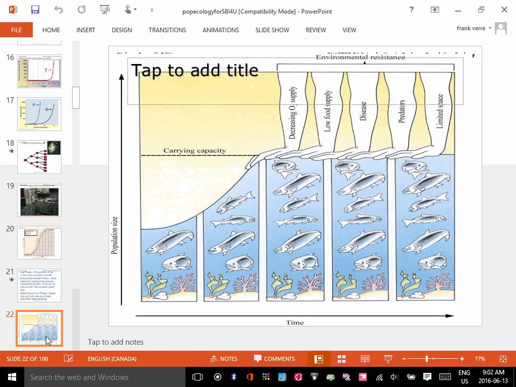So imagine this is an aquatic system. Maybe you're monitoring the size of a particular fish. Maybe you'll notice this exponential growth, but eventually it levels off. What causes it to level off?